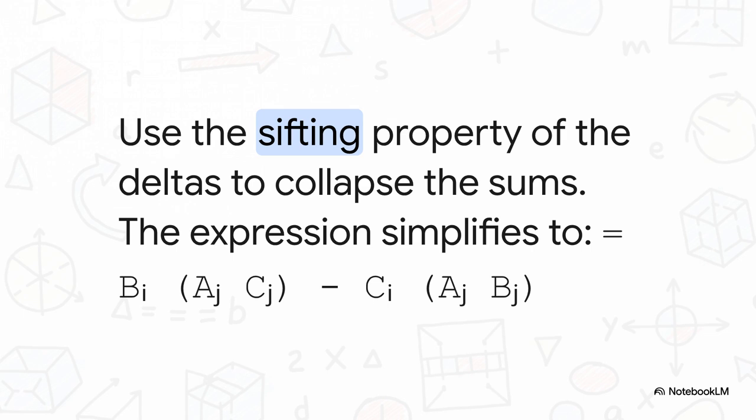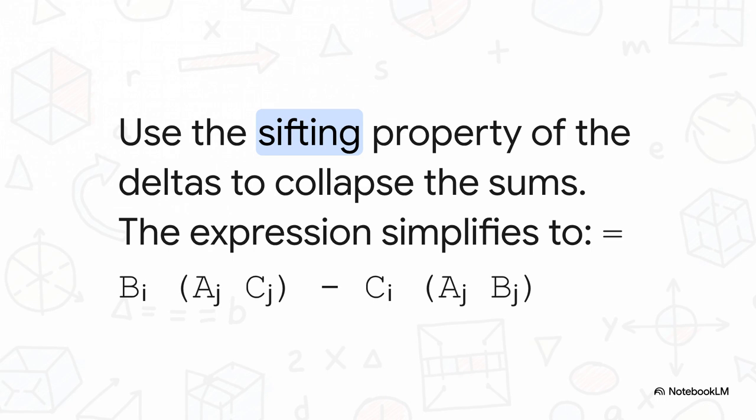Wait, Cn depends on n. It sifts through Cn and replaces n with j, turning it into Cj. So that first term just becomes Bi Aj Cj. Now for the second term, minus delta in, delta jm, AjBmCn. Same idea, the delta in acts on Cn, turning it into Ci. And the delta jm acts on Bm, turning it into Bj. So this second term becomes minus Ci Aj Bj.